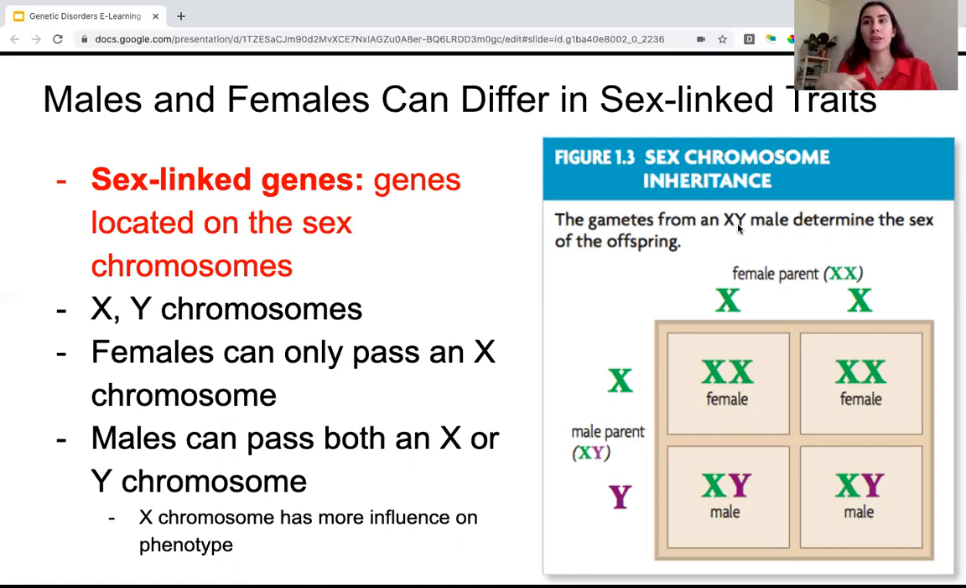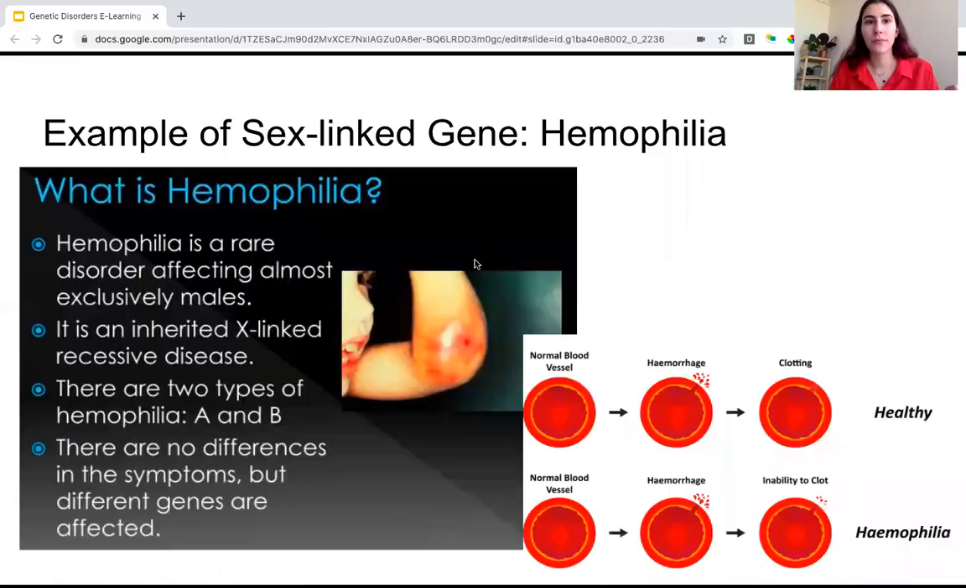Now, females can only pass X chromosomes because that's the only ones they've got, right? While males can either pass an X chromosome or a Y chromosome because they have both. So in other words, the X chromosome has a bigger influence on the phenotype than the Y chromosome because there's a higher chance of inheriting an X chromosome than a Y chromosome, if that makes sense.